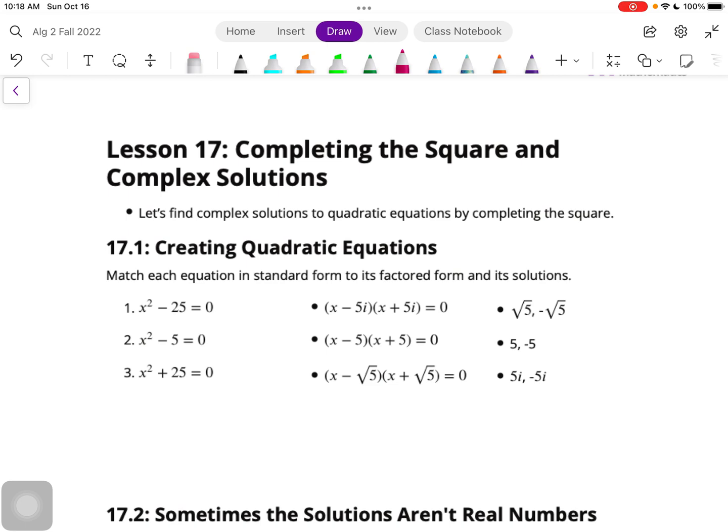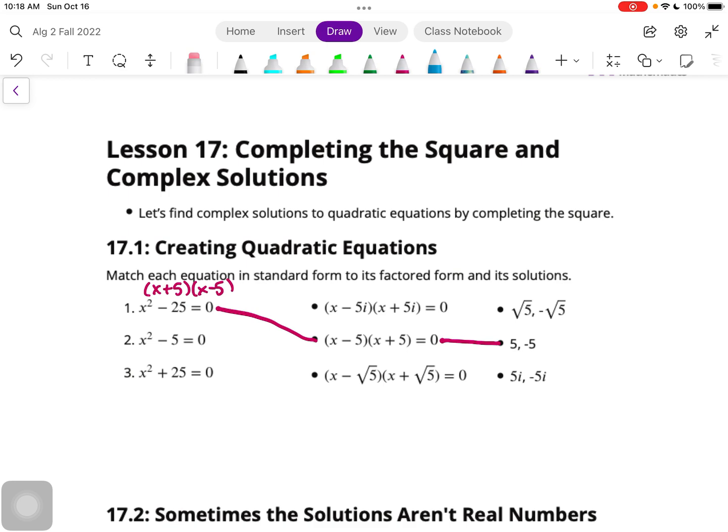So the first two are difference of two squares. So you're going to have x plus 5 and x minus 5, because the square root of x squared is x and the square root of 25 is 5. And then when you set those equal to 0, you get 5 and negative 5.